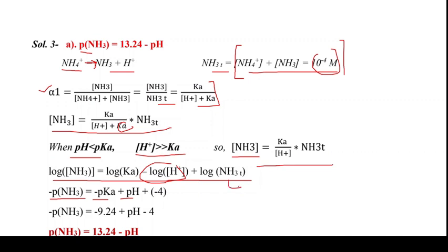So this is how much? 10 raised to power minus 4. When we put log here, we will get minus 4. So pNH3 is equal to minus 9.24 plus pH minus 4. Then pNH3 is equal to 13.24 minus pH. Please go through the solution once again. Let me know in case of any doubt. Then we'll see the next question.